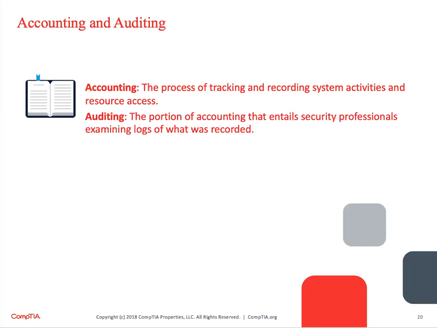So, accounting and auditing. In security terms, accounting is going to be the process of tracking and recording system activities and resource needs or access. This is tracking down what people did. So we can account for, meaning we can log pretty much everything that goes on the computer. You could log keystrokes, you could log your browsing history as a log. So that is your accounting for your browser.